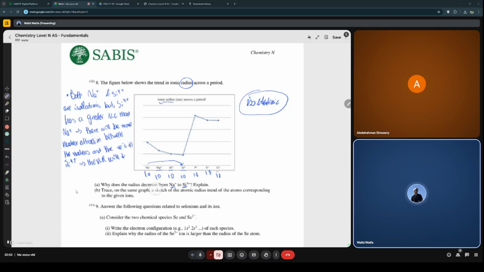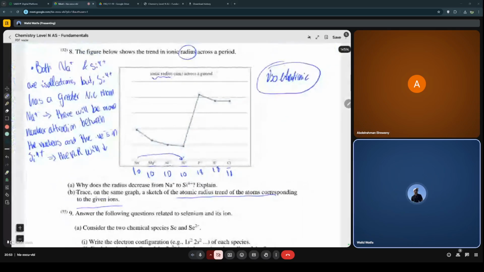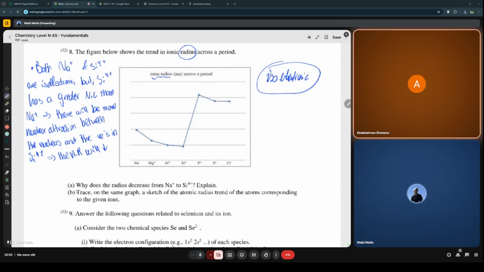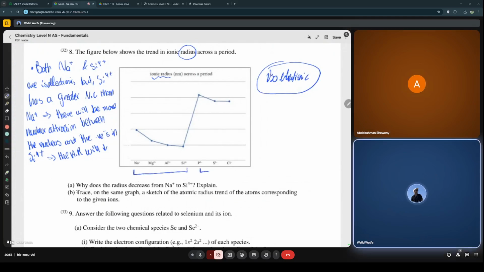Trace on the same graph a sketch of the atomic radius trend of the atoms corresponding to the given ions. Meaning instead of Na+, they want what? Na. Instead of Mg2+, what? Mg. Okay, so let's look at the cations first, then we'll look at the anions.